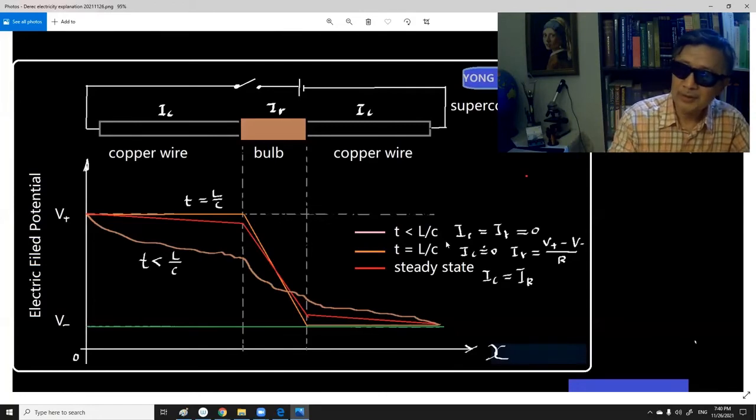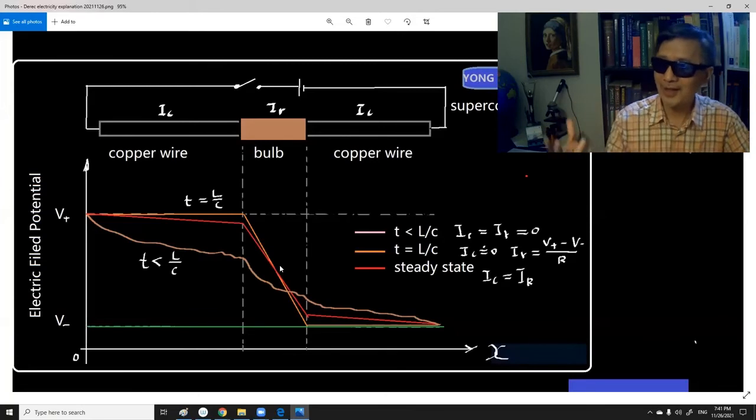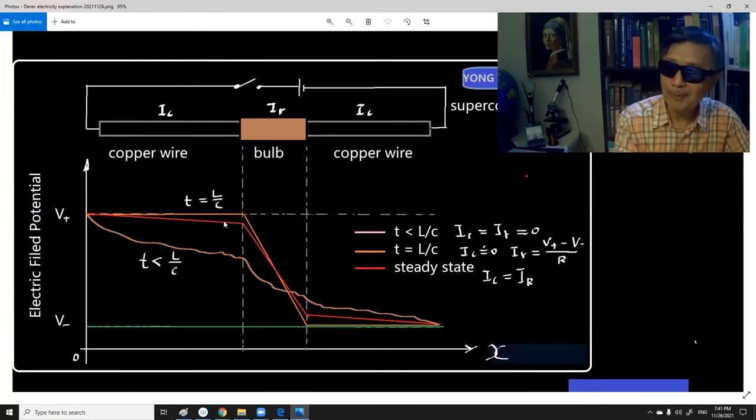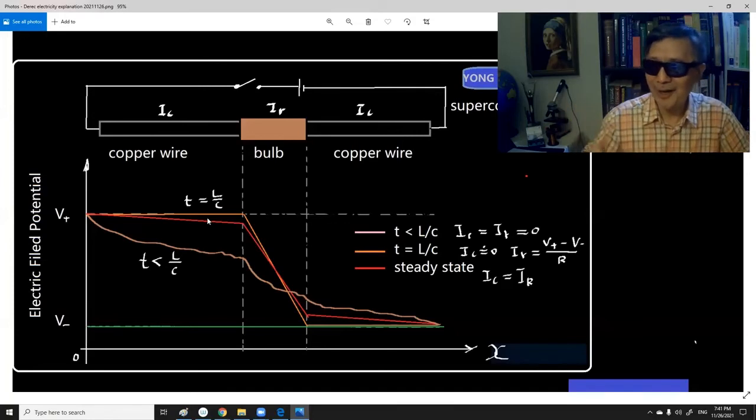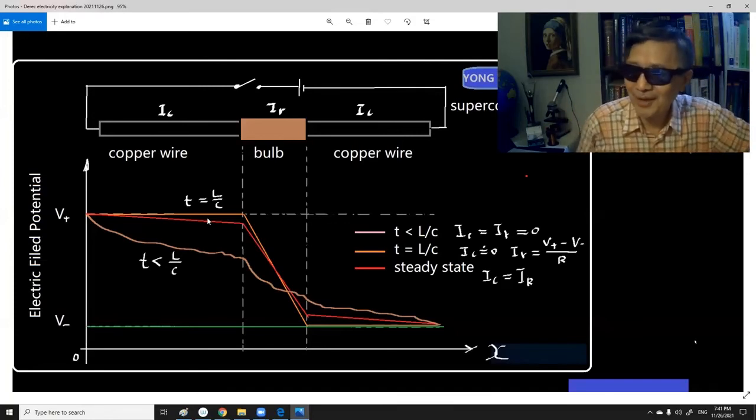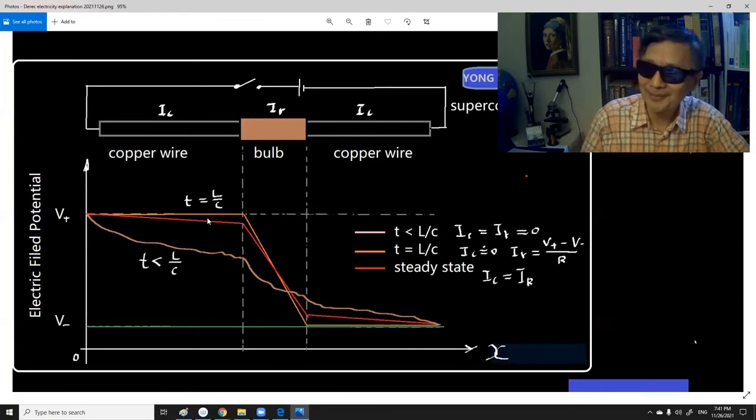So therefore, I suspect that there might be some transient stage where the current of the bulb or the light is on before we can measure any current in the conductor. Well, this is a hypothesis. If you have any equipment or facilities, you can try something.